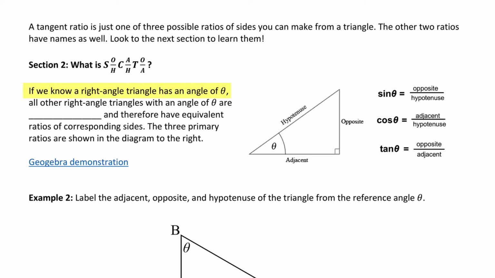It says if we know a right angle triangle has a reference angle of theta, all other right angle triangles with that same reference angle of theta are similar, which means they're the exact same shape and therefore have equivalent ratios of corresponding sides. The 3 primary trig ratios are shown in this diagram to the right. And let me give you a demonstration in GeoGebra, which will hopefully drive this point home to you.